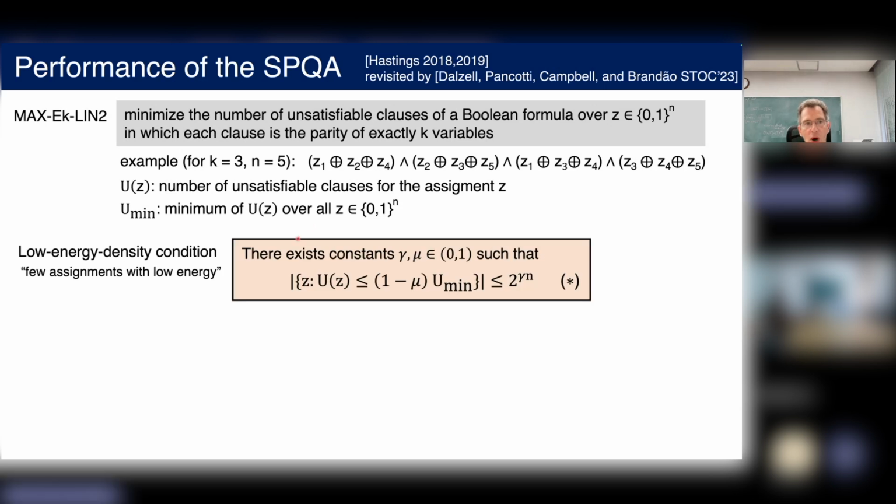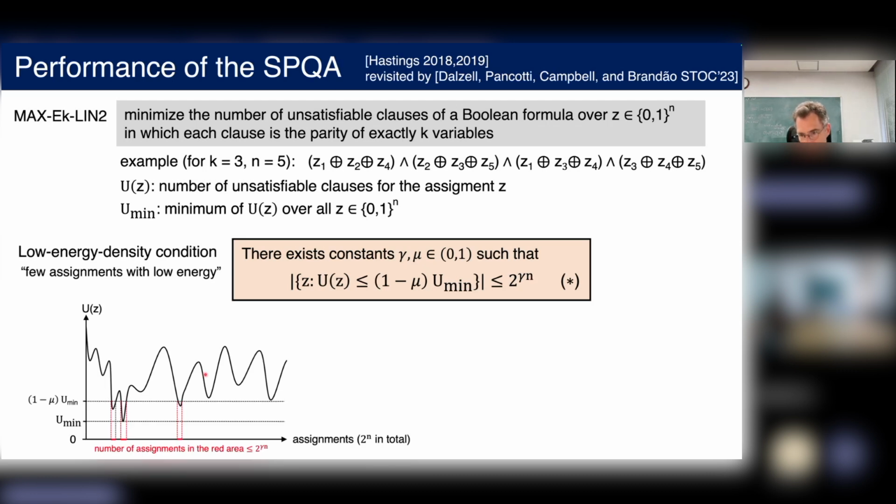And the low energy density condition is the following condition. Informally, it says that there are few assignments with low energy. It says that for some gamma and mu, the number of assignments such that the number of unsatisfiable clauses is smaller than this is smaller than 2 to the gamma n. So I will show you a graph. It's much easier to understand here.